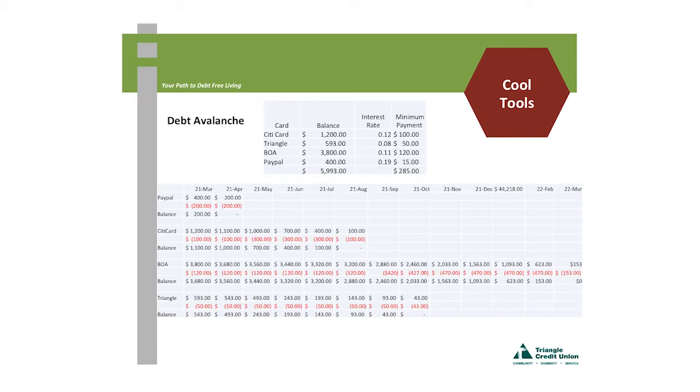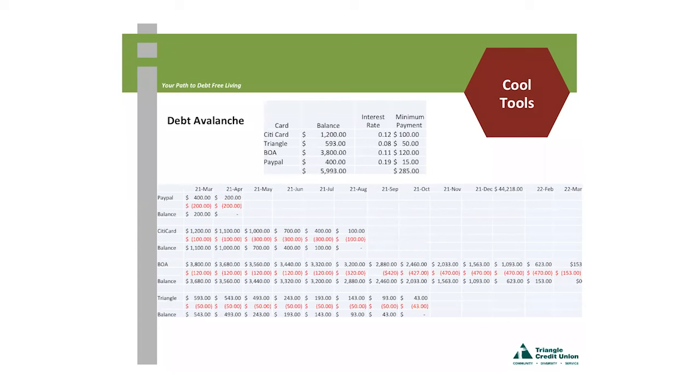That debt is so large that it took me all the way to the following March of 2022 to pay it off. In this particular example, I ended up paying the Triangle one off earlier. I listed that last because Triangle's interest rate was only 8%. But while I was just making my monthly payments of $50, I paid that off in October of 2021. As soon as I paid that off, I was able to take the $50 that I had been applying to Triangle and add that to my other amount for the Bank of America.